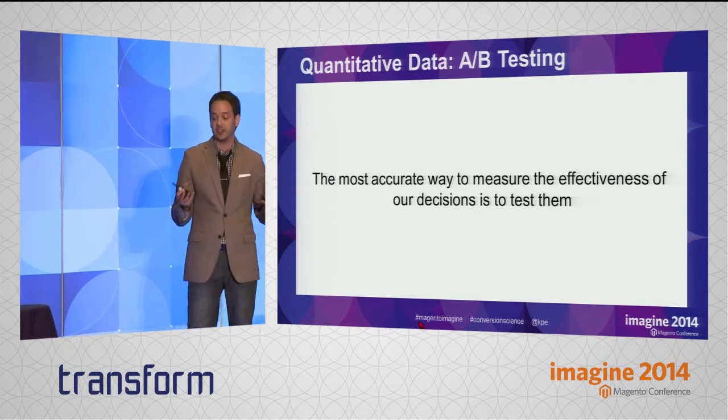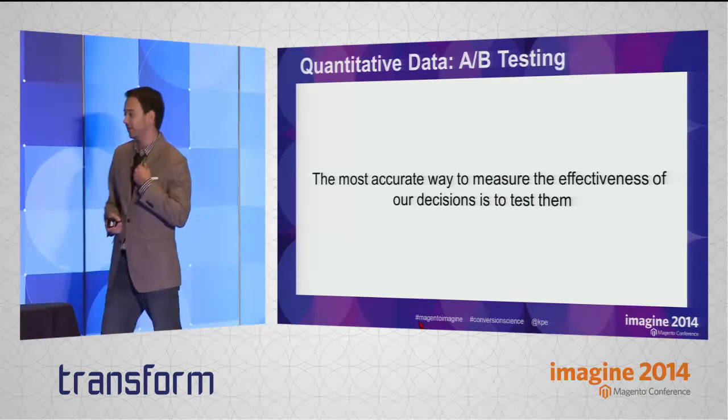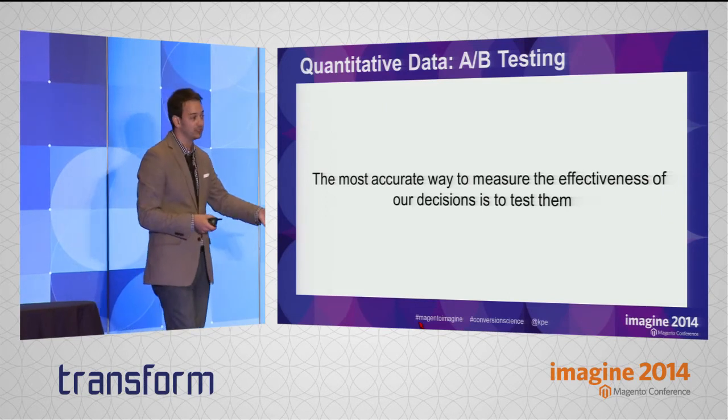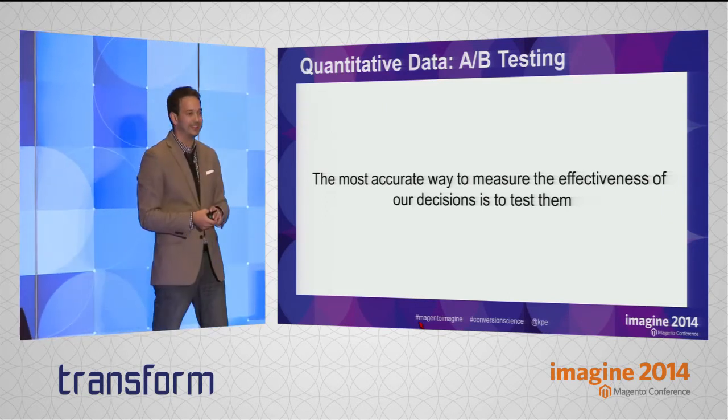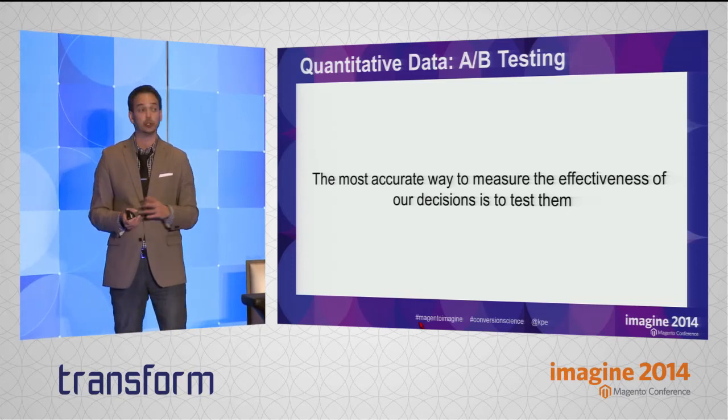A/B testing ultimately is going to be the most accurate way for us to measure the effectiveness of our decisions. Whether things worked worse, whether things worked better. At the end of the day, the most important aspect of A/B testing is what you learn from those tests. You might learn that certain things you did didn't work out so well, or didn't do what you expected.